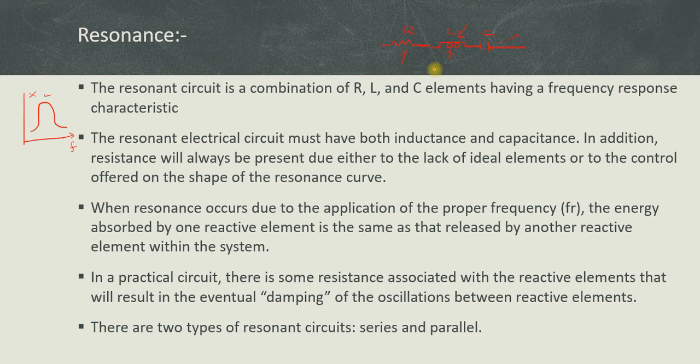In a practical circuit there is some resistance associated with the reactive elements. I already told that the inductance has some resistance associated with it, so this extra resistance will result in the eventual damping of the oscillations between the reactive elements. These are some basics of the resonance circuit. There are two types of resonance circuits: the first one is the series resonance circuit and the next one is the parallel resonance circuit. In this video we see about the series resonance circuit and associated derivations.